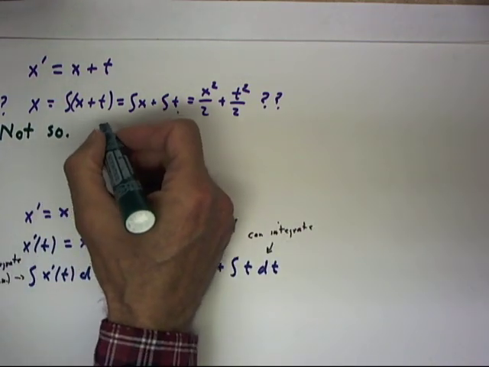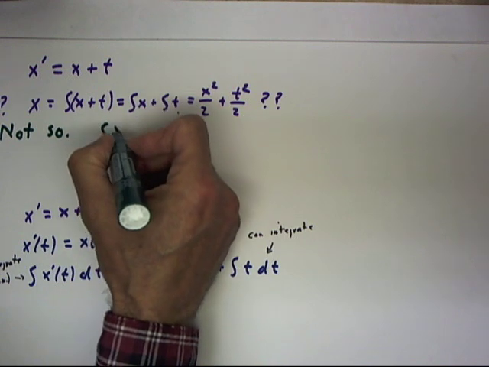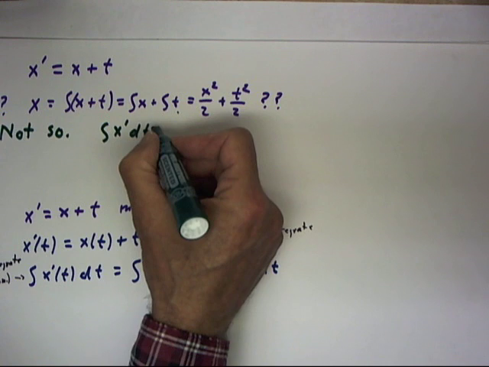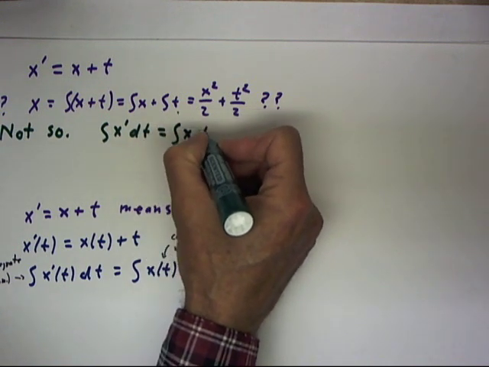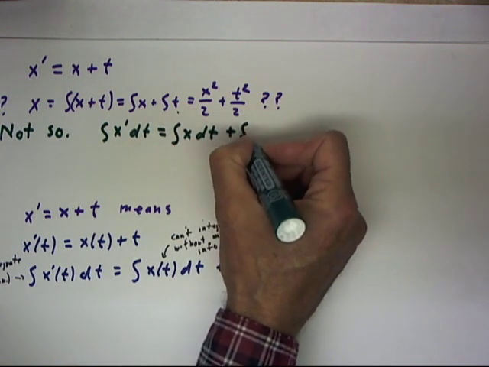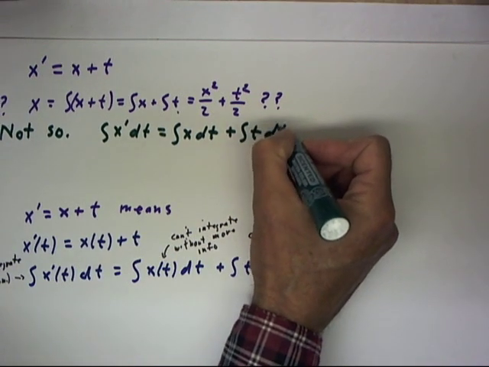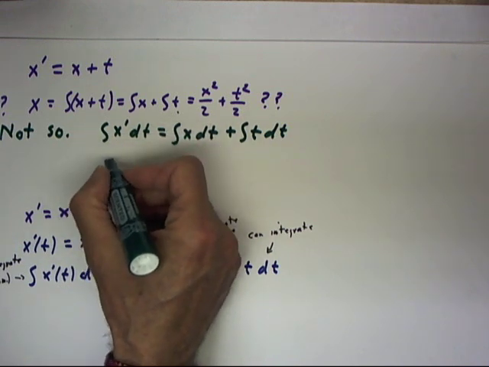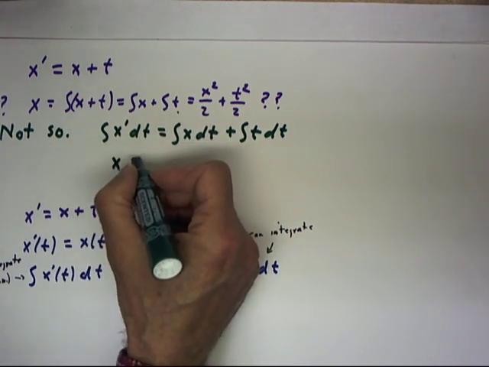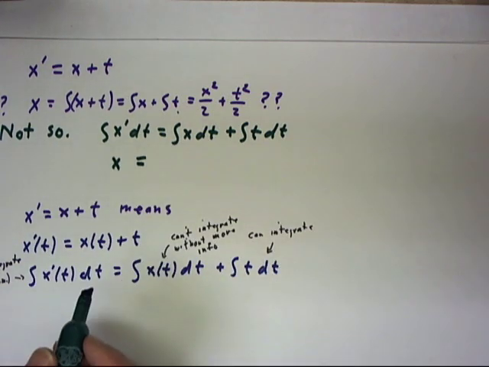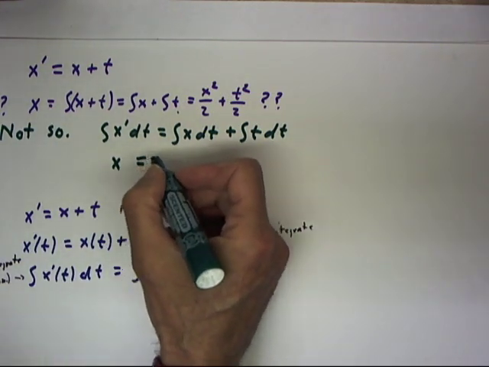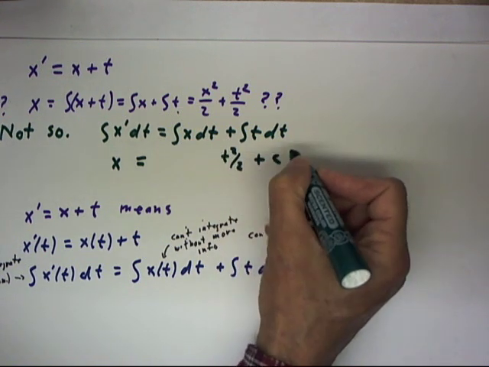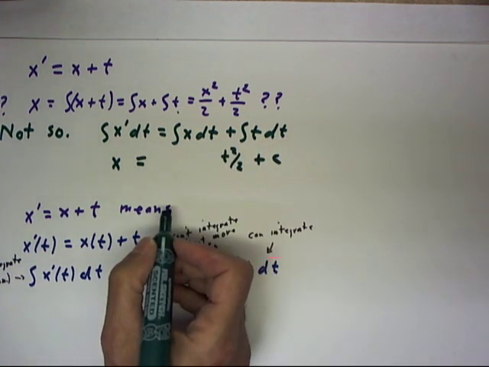Well, in case you don't, let's write this out really carefully. We would want to write the integral of x prime with respect to t equals the integral of x with respect to t plus the integral of t with respect to t. That would be valid. The integral of x prime with respect to t is just x. We can have an integration constant which we can put on either side of the equation. Now the integral of t with respect to t is t squared over 2, and we might as well go ahead and put the integration constant here.